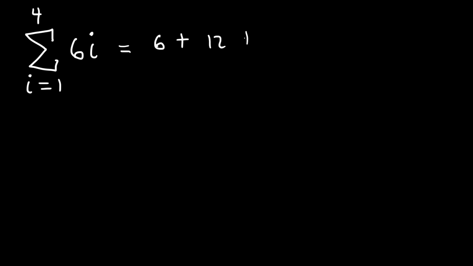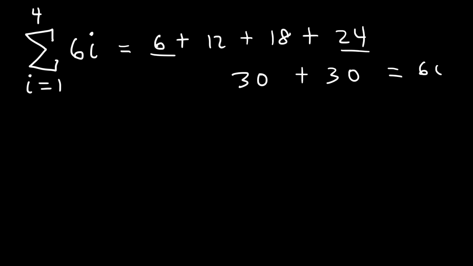Try this problem. Let's say we have 6 times i, where i starts from 1 and stops at 4. Go ahead and evaluate the sum. When i is 1, 6 times 1 is 6. When i is 2, 6 times 2 is 12. 6 times 3 is 18. 6 times 4 is 24. Now 12 plus 18 is 30, and 6 plus 24 is also 30. 30 plus 30 is 60. So that's the sum for this example.